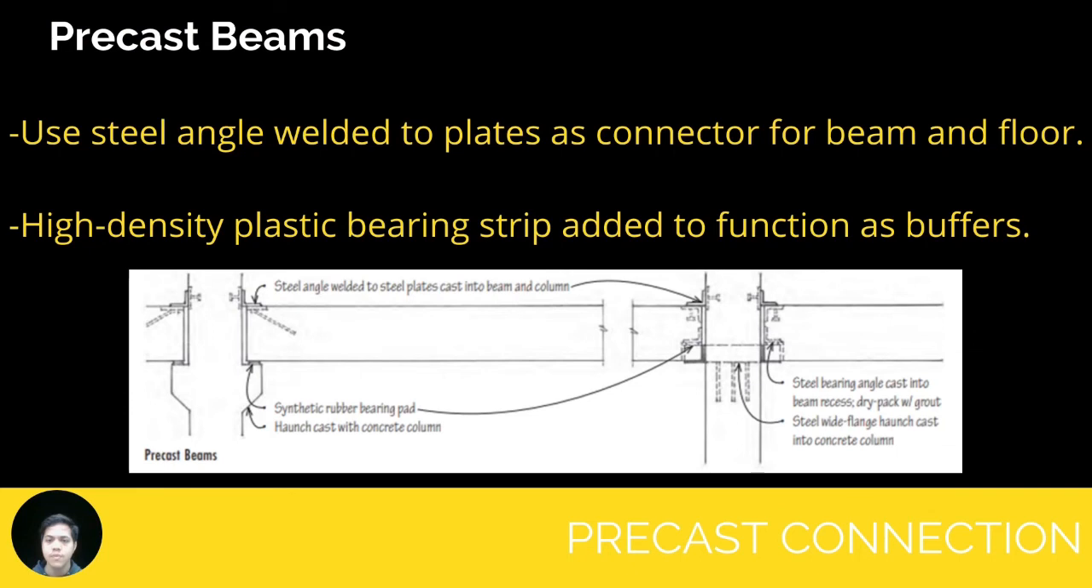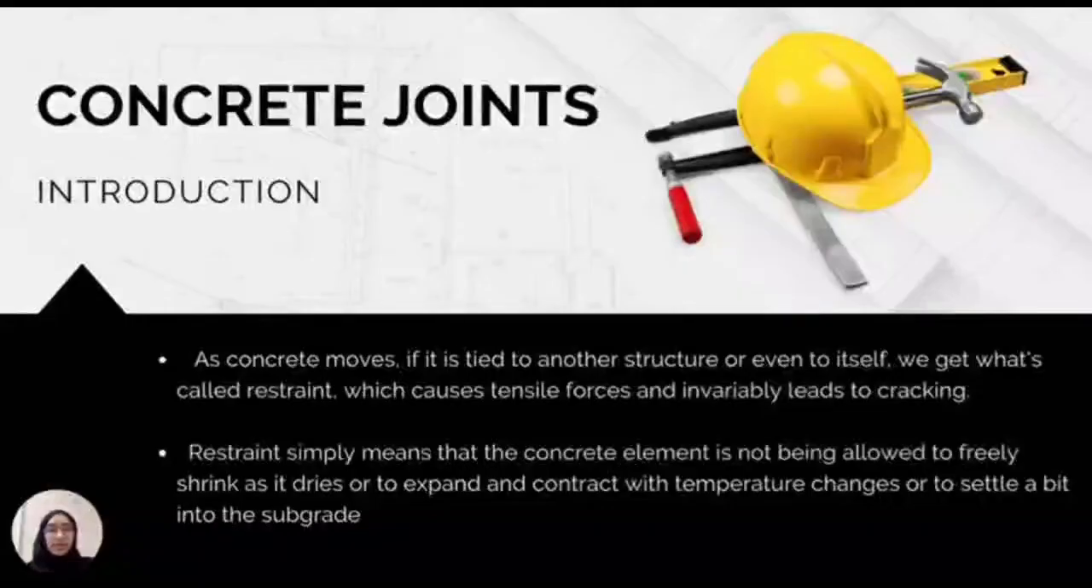And lastly is the precast beam. It uses steel angle that is welded to plates as a connector between beam and floor. It also uses a high density plastic strip that also acts as a buffer. So that's all for precast connection. Next I will be explaining about concrete joints.